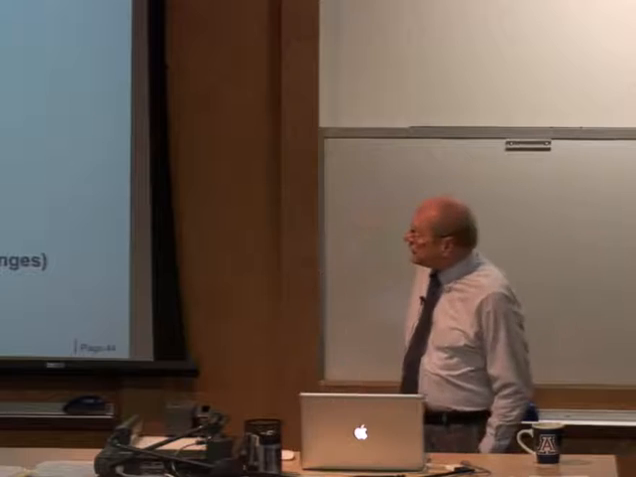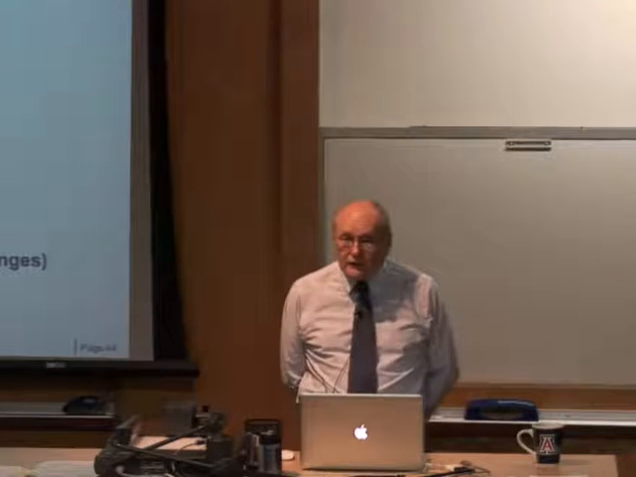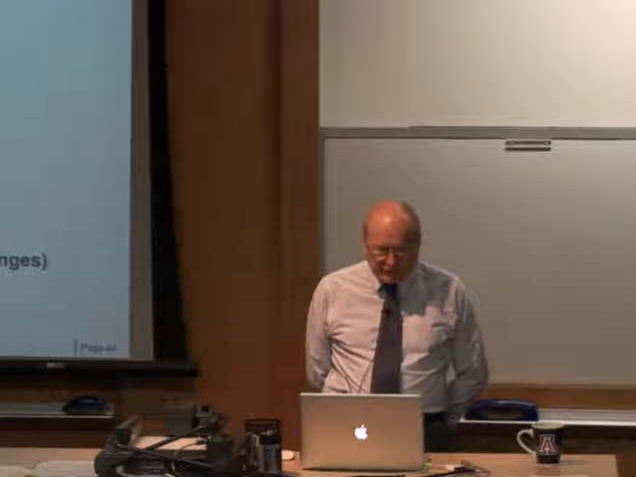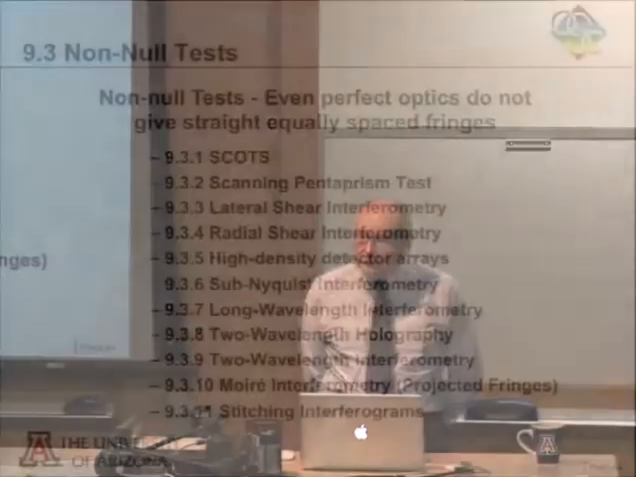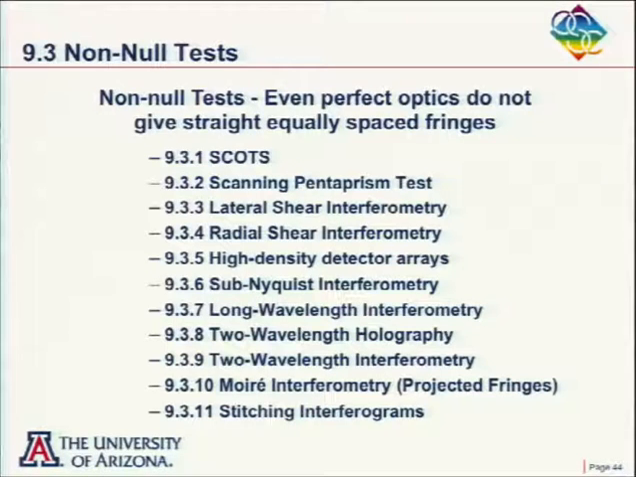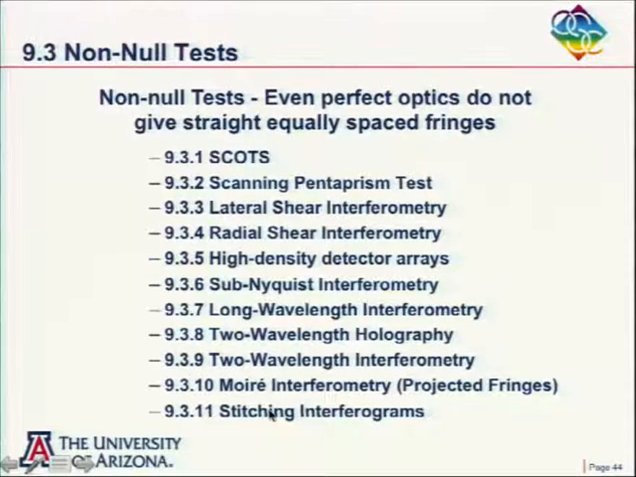So anyway, we're talking about the testing of aspheric surfaces. And we went through the null tests before, and now we'll go through the non-null tests. Not all of these are interferometric. But I'll still say the null test is that even if we have perfect optics, we don't get straight equally spaced fringes. And so there would be no computer-generated hologram or no conventional null optics to remove the asphericity in the system. So looking over this list here, we have 11 items to talk about.